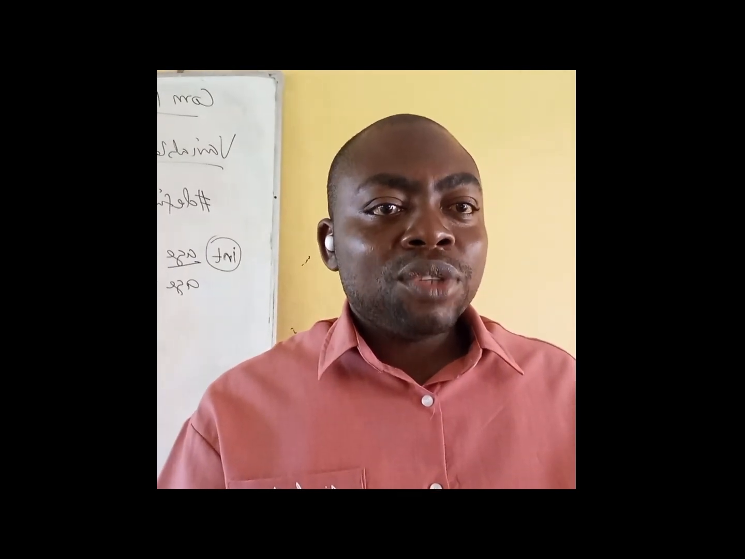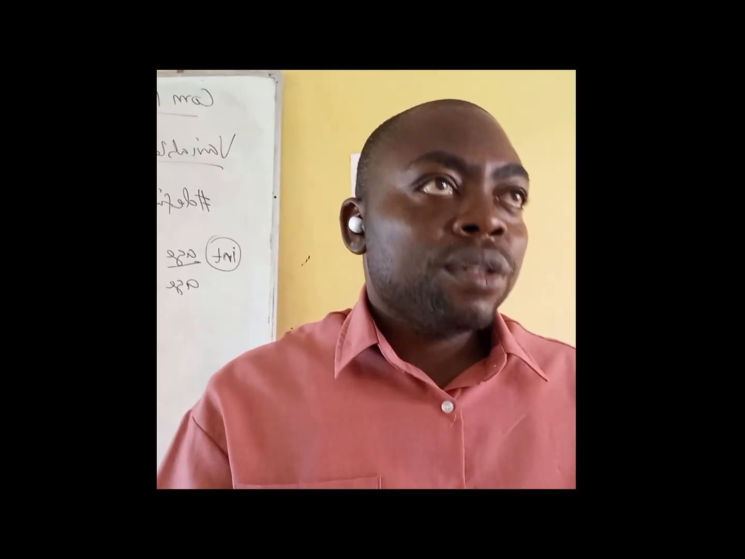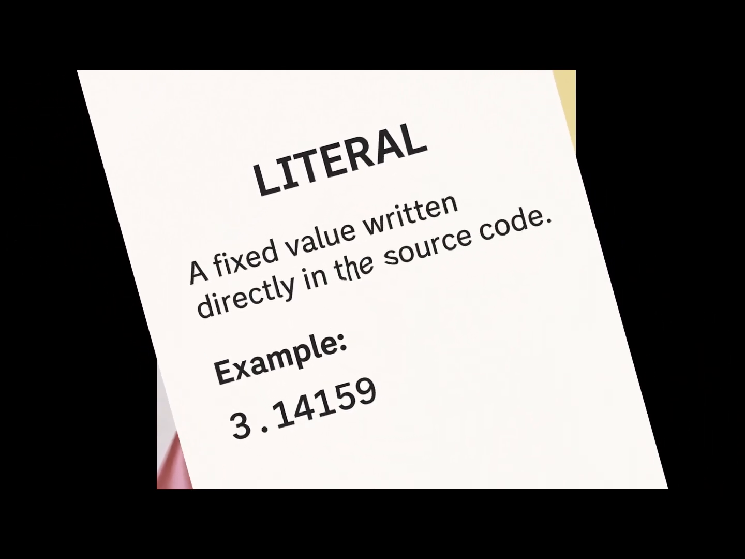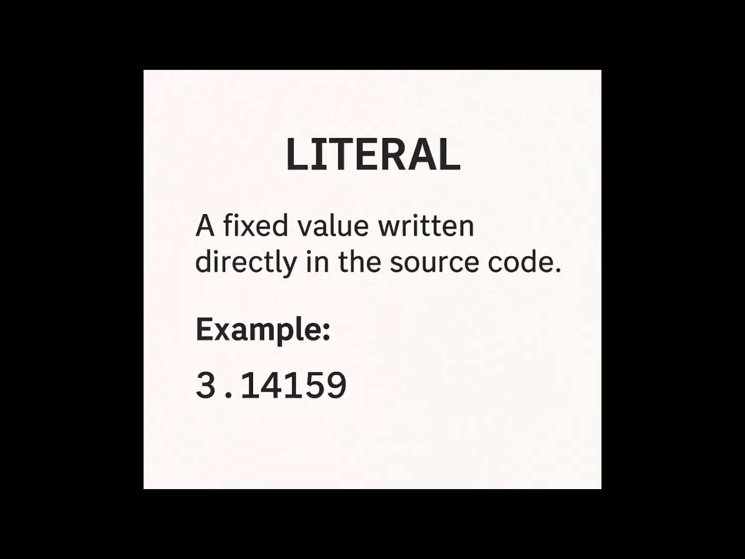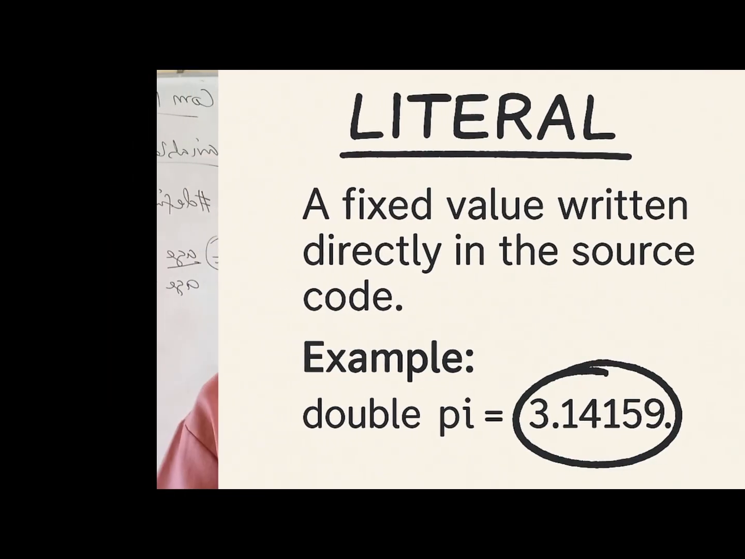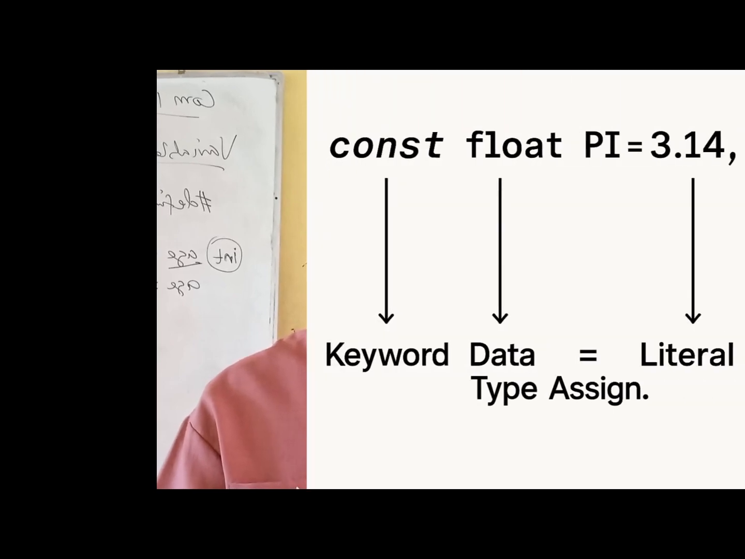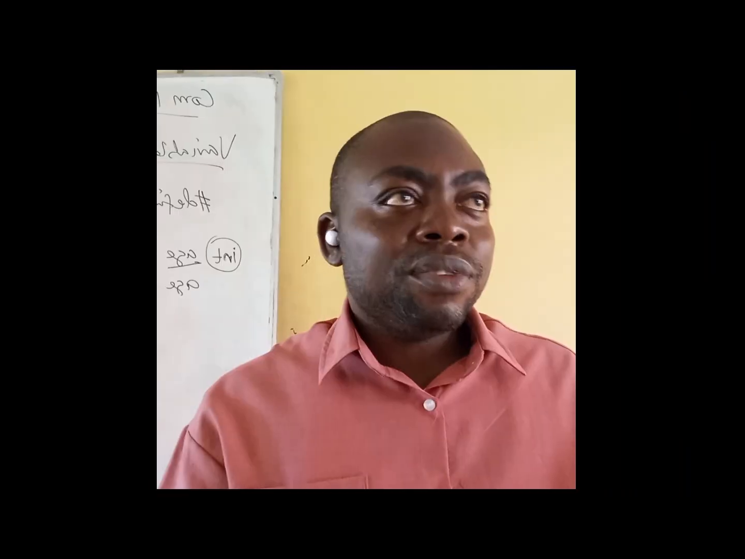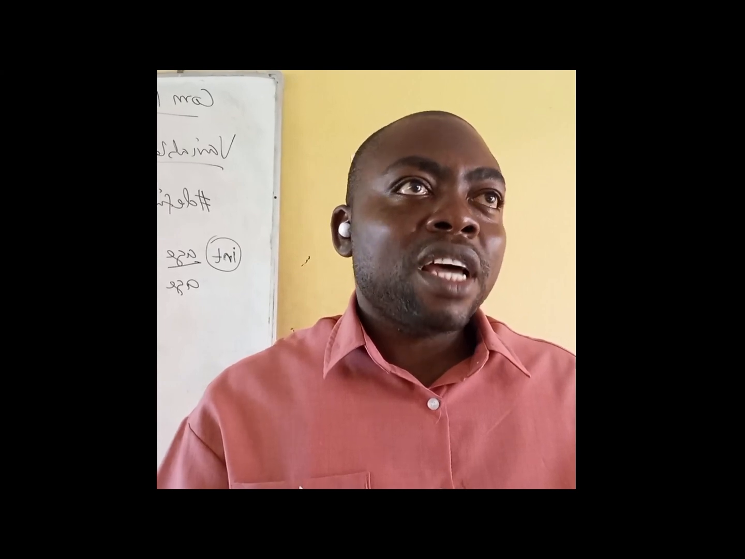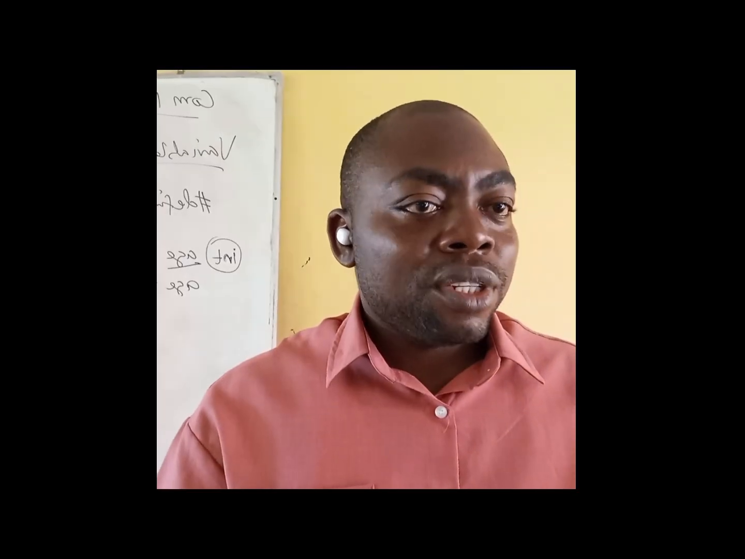What is a literal? A literal is actually the value that is assigned to either your variable or your constant. For example, 25, 3.14, and so on. All these things. It can be a character that can be assigned to your variable. So the value you assign to a variable or you assign to a constant is known as what? A literal. It's known as a literal.